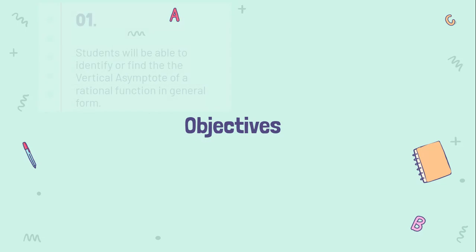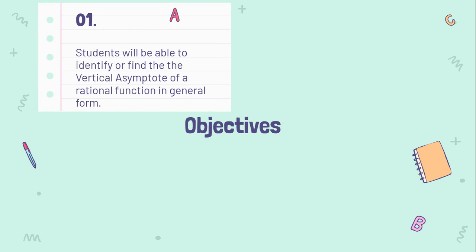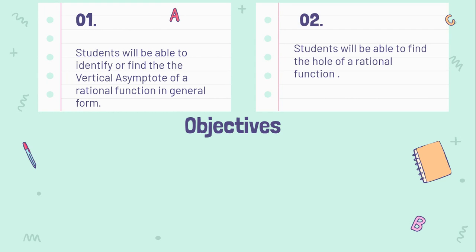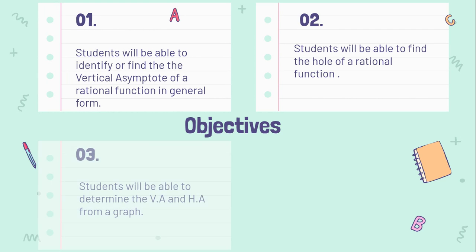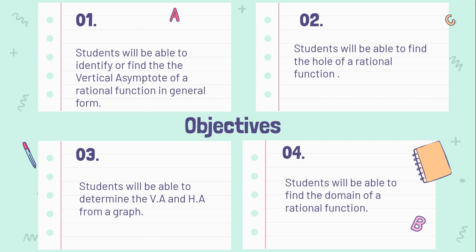Objectives. Number 1. Students will be able to identify or find the vertical asymptote of a rational function in general form. Number 2. Students will be able to find the hole of a rational function. Number 3. Students will be able to determine the vertical asymptote and horizontal asymptote from a graph. Number 4. Students will be able to find the domain of a rational function.